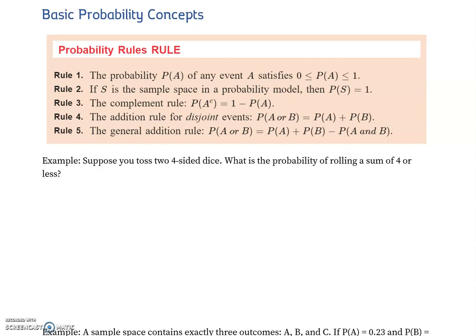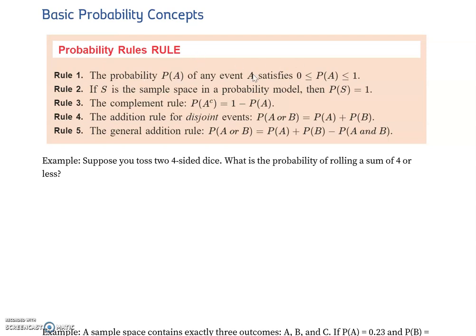All right, here we're going to look at some pretty basic probability concepts. Remember that a probability is just saying the number of ways something can occur out of the total possible outcomes. So in this set of rules that we're starting off with, there's a couple different pieces.